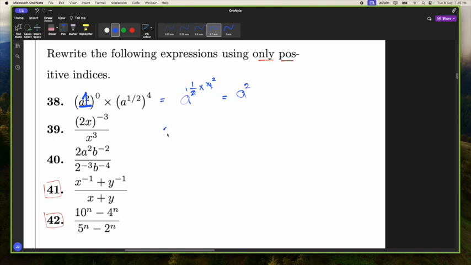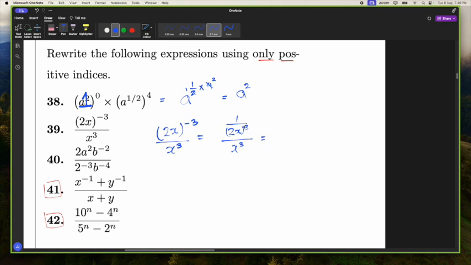You see that we have 2x all to the power of minus 3, all of this over x cubed. So we are on number 39 here. So remember this, anything to a negative power is really 1 over 2x brackets cubed. Right? And all of this is over x cubed. So let me just work on that numerator.